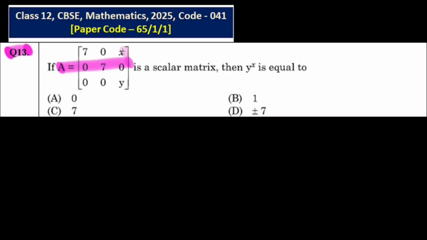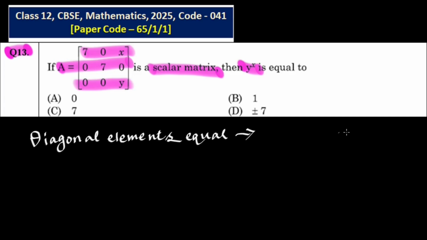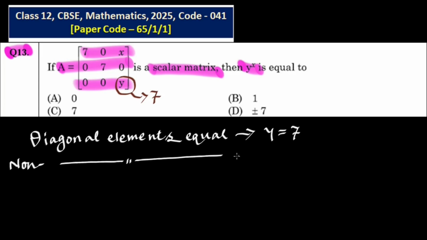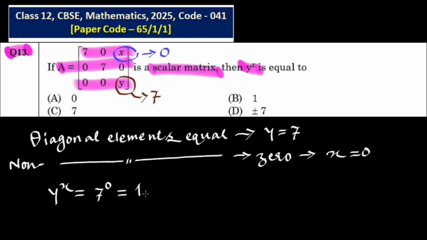Question 13. A is given to be a scalar matrix and we have to find y power x. When A is a scalar matrix, all its diagonal elements are equal, which means this y is 7, and its non-diagonal elements are equal to 0, which means this x must be 0. Therefore, y power x will be 7 power 0, which is 1. Hence, the correct answer option is B, 1.